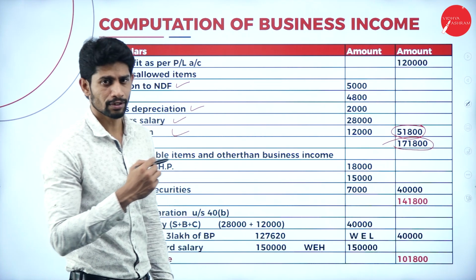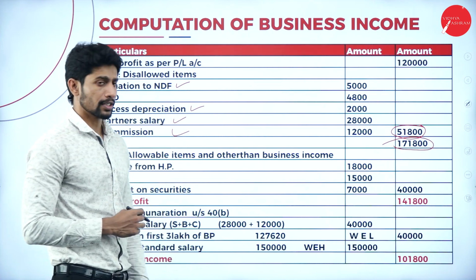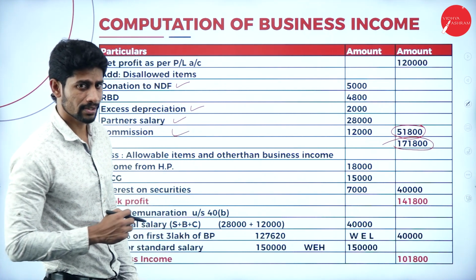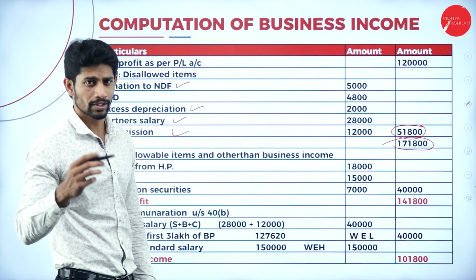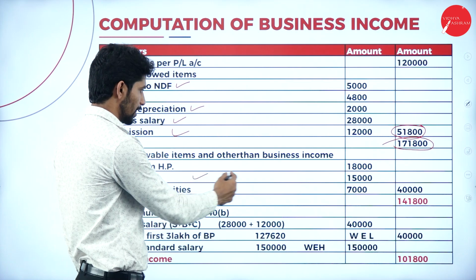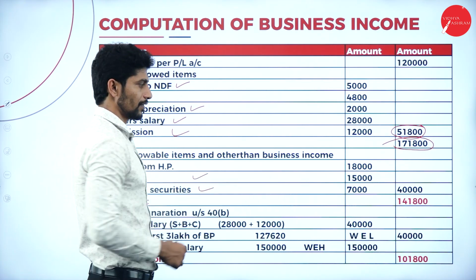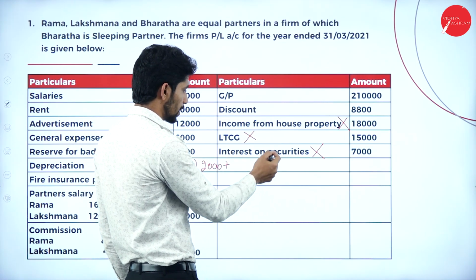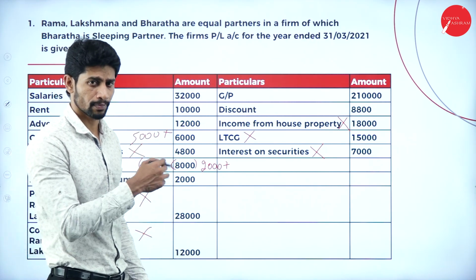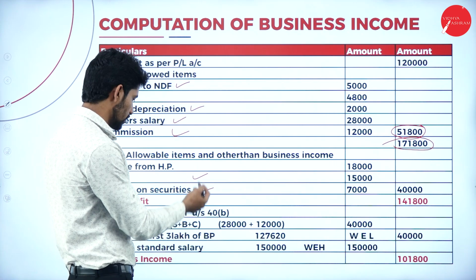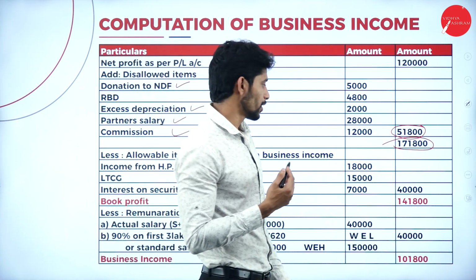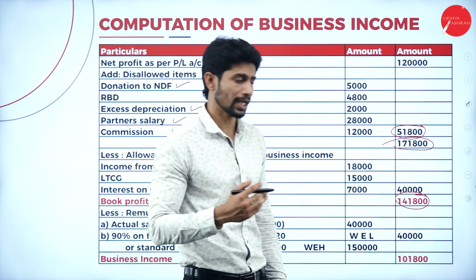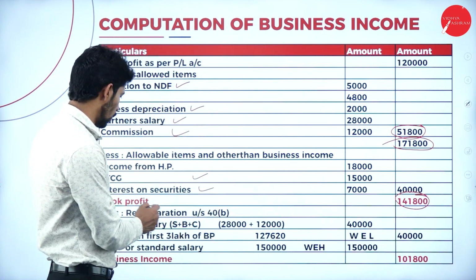From that value, less allowable items and other than business income. Income from house property is there in the problem, which is not relating to business: 18,000. Long-term capital gain 15,000. Interest on securities 7,000. These three items are not relating to business, and we are supposed to deduct them. Total it, you will get 40,000. Deduct 40,000, you will get the balance of 1,41,800. That value is called book profit.